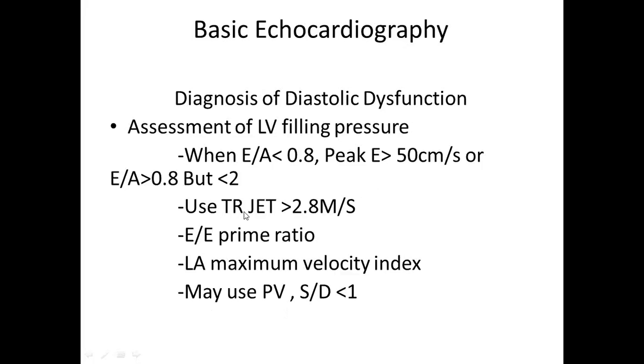So you're going to have to use your TR jet if it's greater than 2.8, and then you use your E/E prime ratio, LA maximum, you use the left atrial volume index, not velocity, volume index, and you can also use pulmonary vein flow to make your assessment. All right.